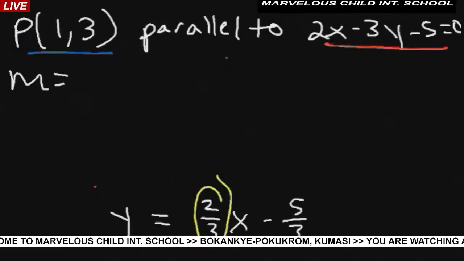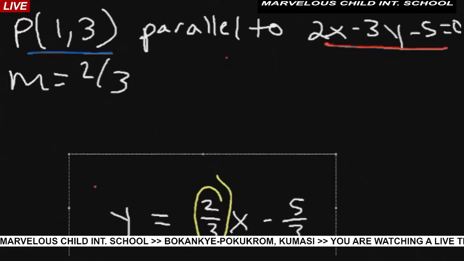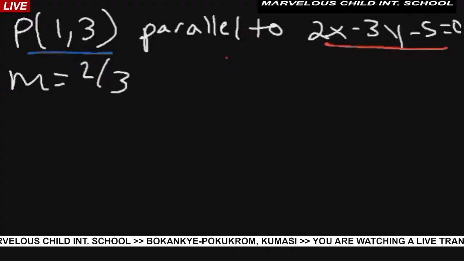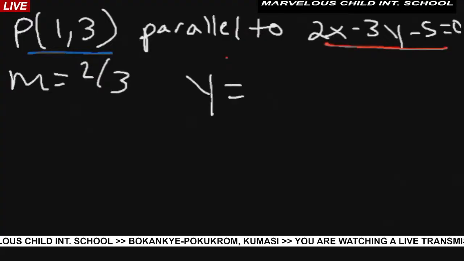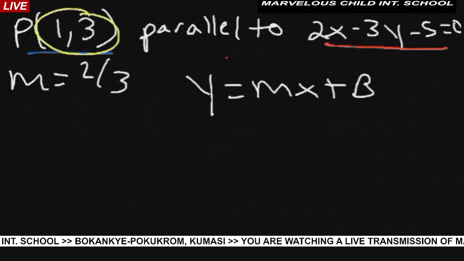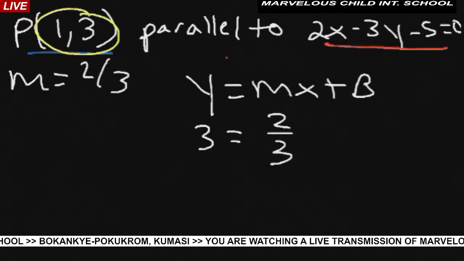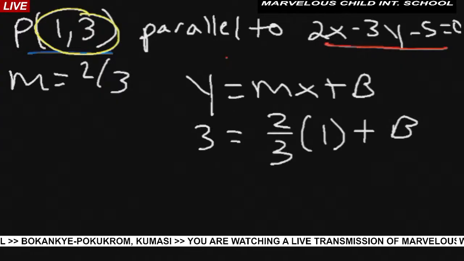So now we can write the equation of the line. Let's write it in slope-intercept form. So instead of using the point slope equation, we're going to use this one directly. So we're going to substitute y for 3. We're going to plug in 2/3 for m and replace x with 1. And let's solve for b.